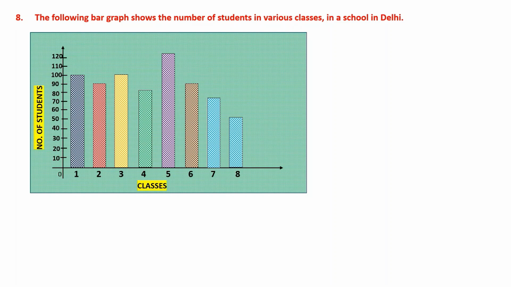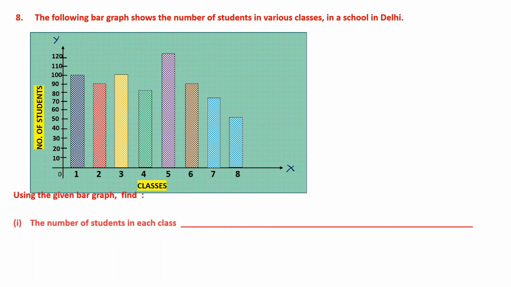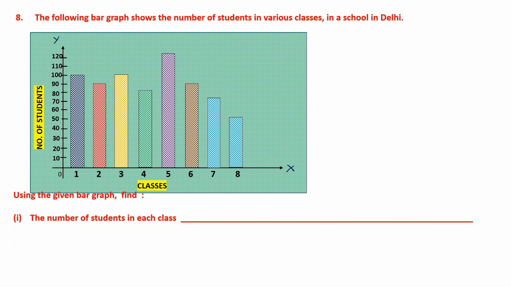Question 8. The following bar graph shows the number of students in various classes in a school in Delhi. So as you can see, on the x-axis, the horizontal one, we have classes, and on the y-axis we have number of students. All the bars have been drawn and now we need to answer questions based on this. First question. The number of students in each class, starting with class 1.